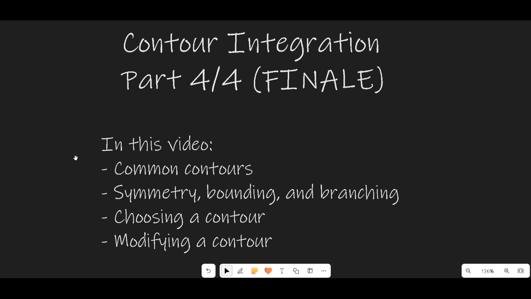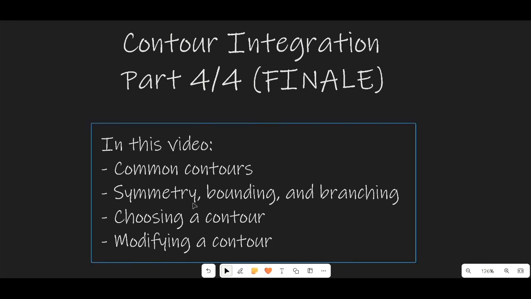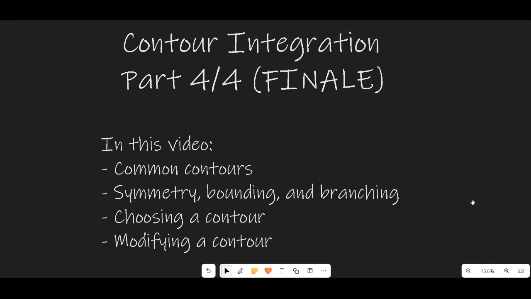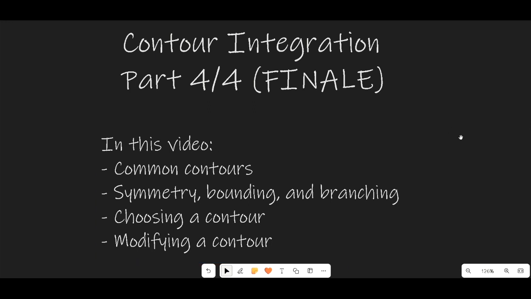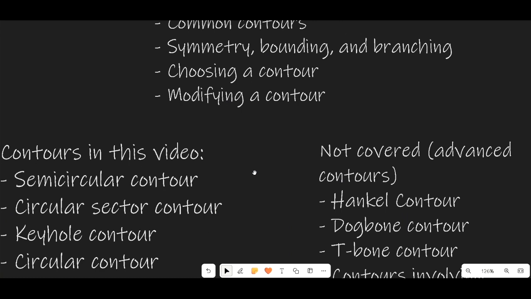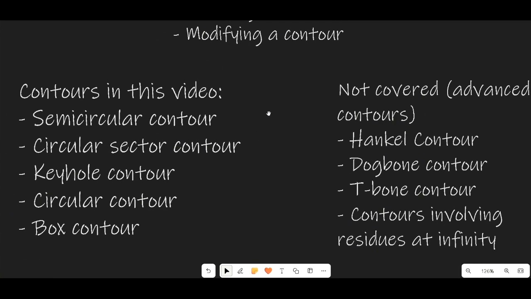Anyway, let's go over what we're going to cover in this video. We're going to cover common contours that we use for integration, symmetry, bounding, and branching, which are 3 important criteria that we use to decide what type of contour we're going to use to integrate. We're going to cover how to choose what kind of contour you're going to use to integrate, and how to modify that contour so that it fits your exact needs for that exact function and that exact integral. So without any further ado, let's jump right into it. This is going to be a more fun video, so let's go ahead and get started. So first, I'm going to go over the contours that are covered in this video.